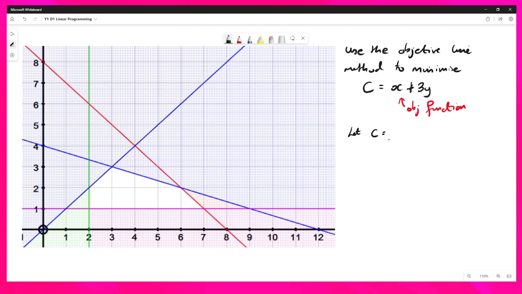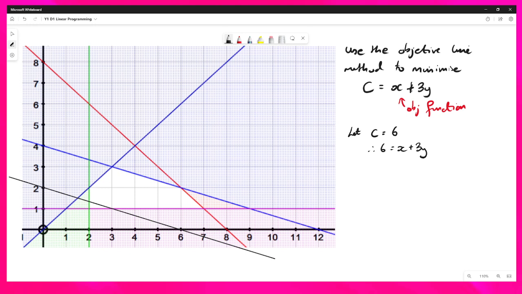I generally try and pick small values that are going to be nice and easy to draw on our graph. So if our graph was in terms of tens, so instead of having 1, 2, 3 and so on, it was 10, 20, 30, 40, the value of c I'd pick would be small, but in the same scale as my axes, because otherwise it's really hard to draw. So I'm going to choose, just for the sake of argument, 6. So I'm going to draw the graph of 6 equals x plus 3y, which I've added to the graph here.